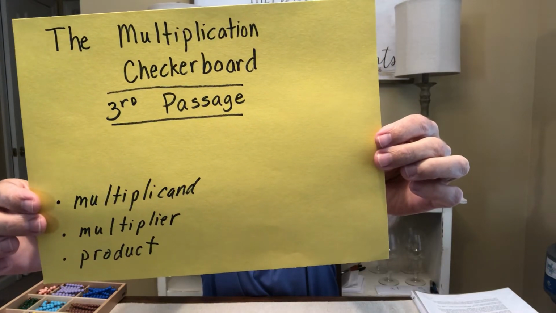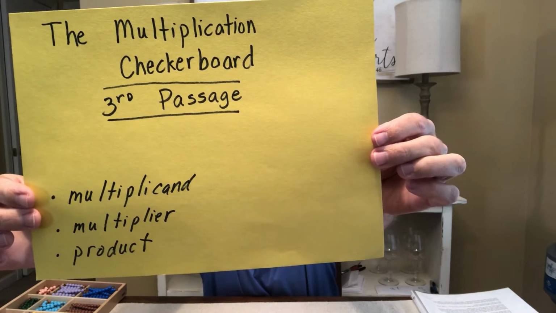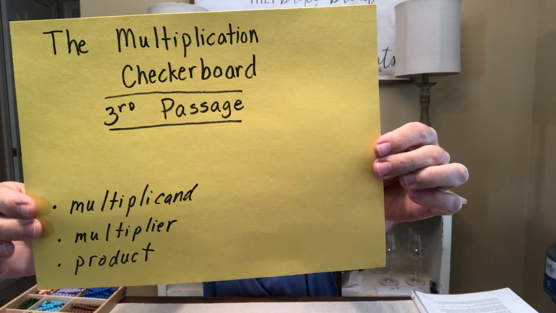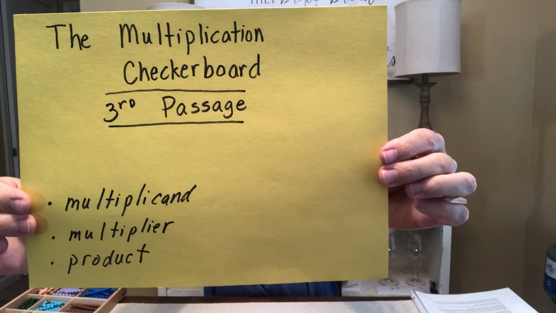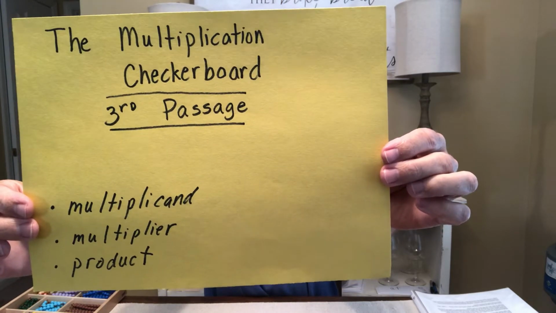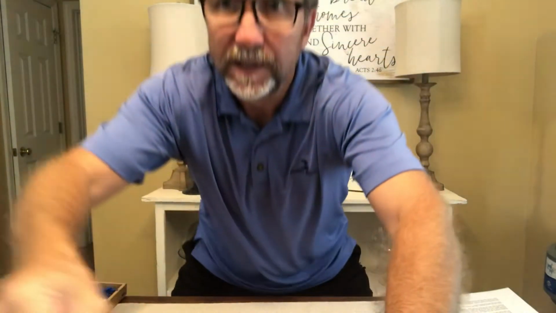Multiplicand, multiplier, and product. We're going to talk about the final product and a partial product. So it's important to write those words down while you're working through this lesson. This is the third passage using the multiplication checkerboard.